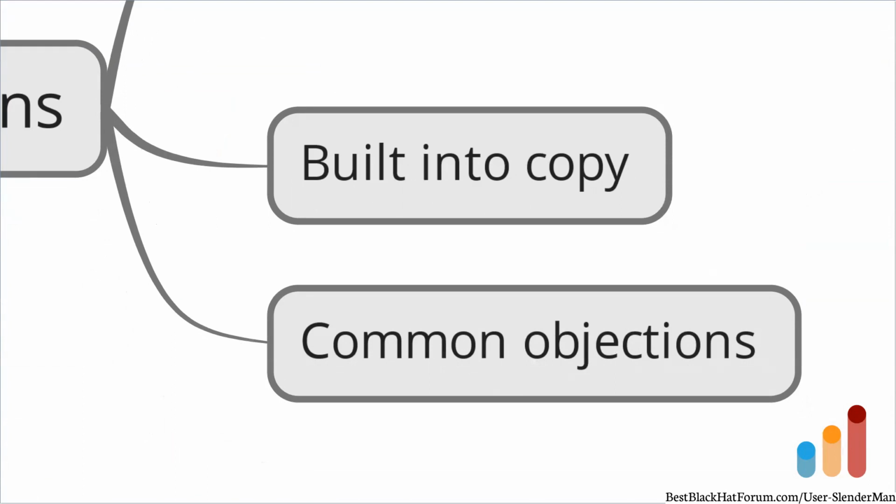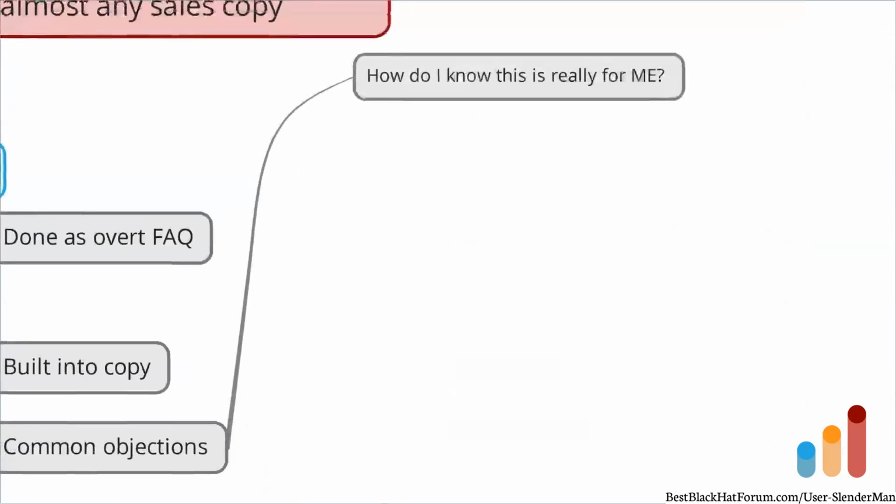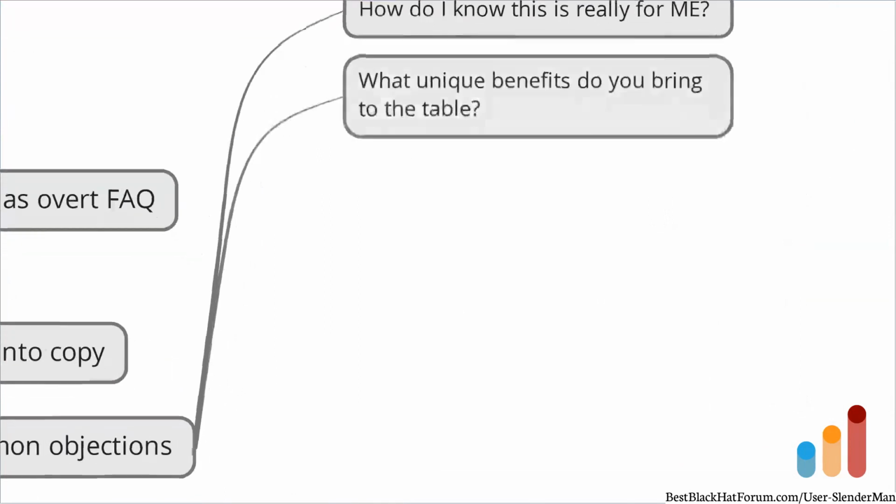However, like I said, there are a bunch of common objections that you may want to consider addressing. So first off, how do I know this is really for me? We talked about general versus personal objections. How do I know that this is for me as an individual? How are you able to address that? What unique benefits do you bring to the table?